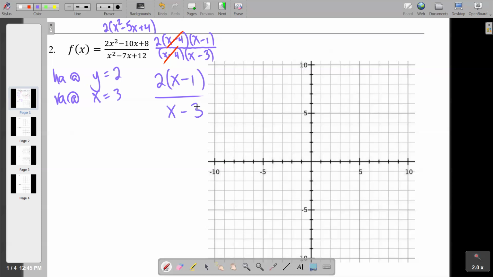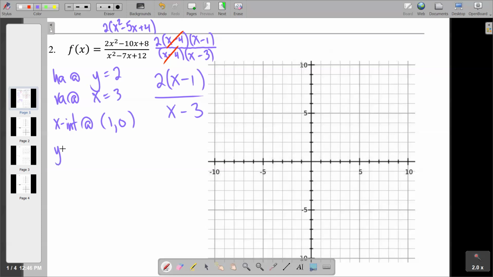So for the x-intercept, what do we do? Make the top equal 0, and there's only one number that can make that happen, and it's 1. So the x-intercept will be at (1, 0).